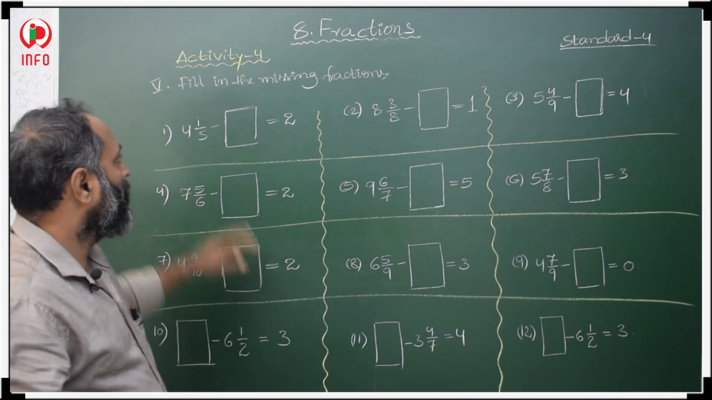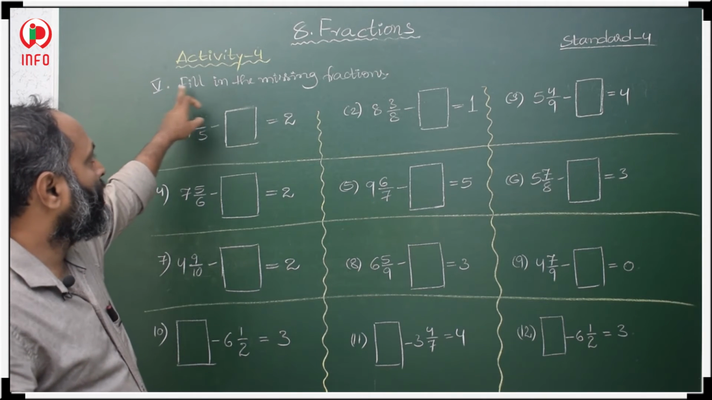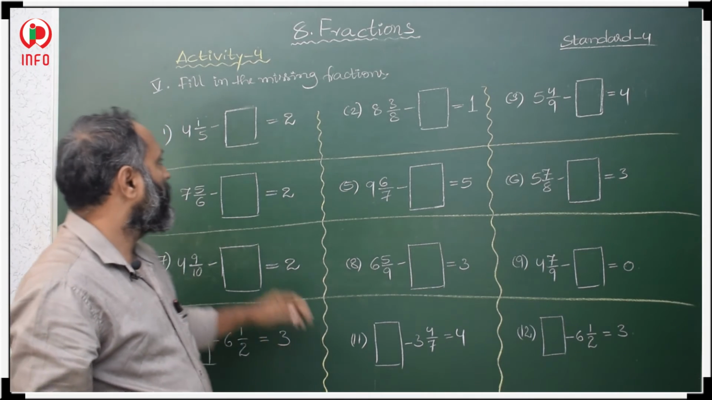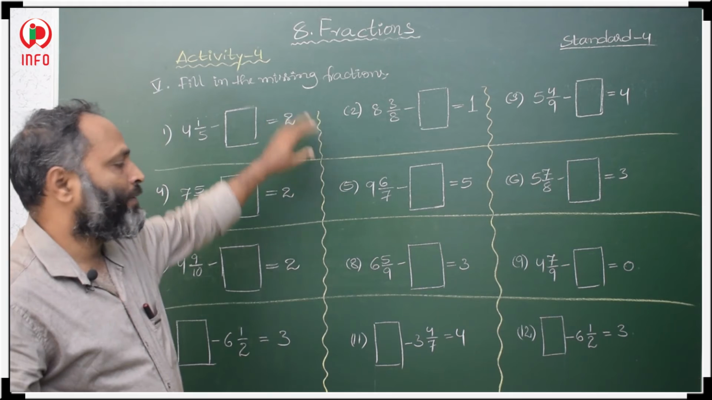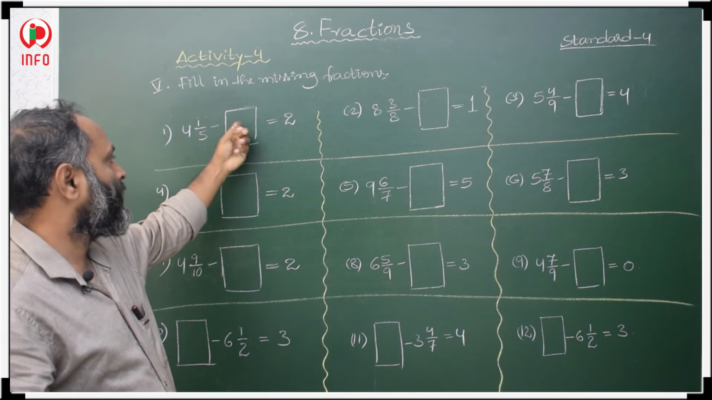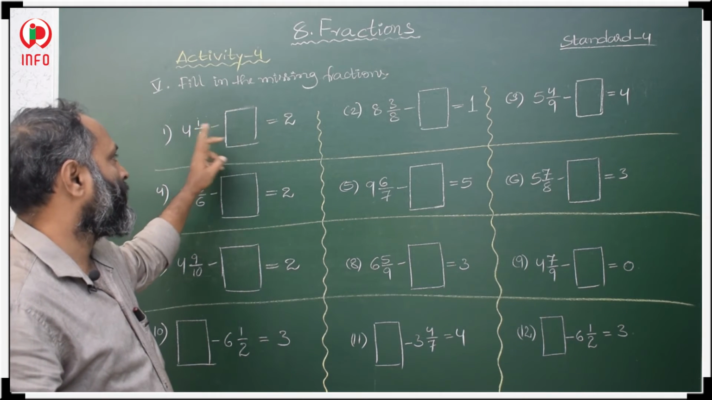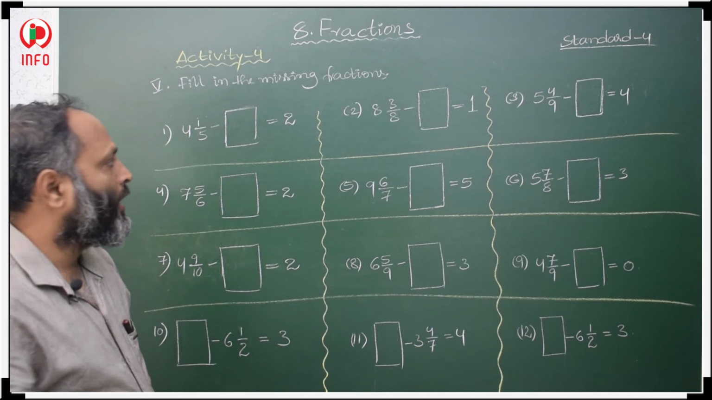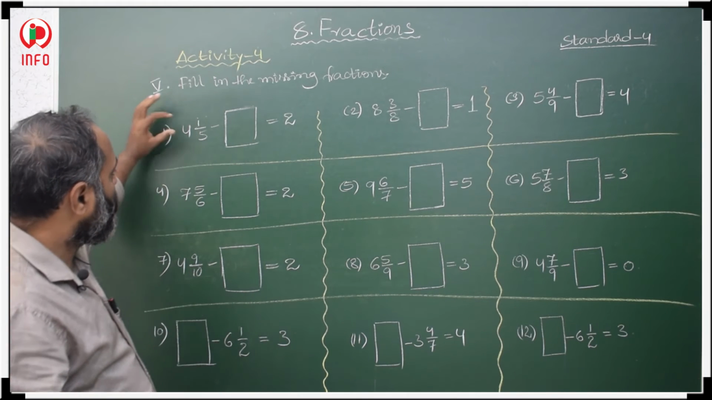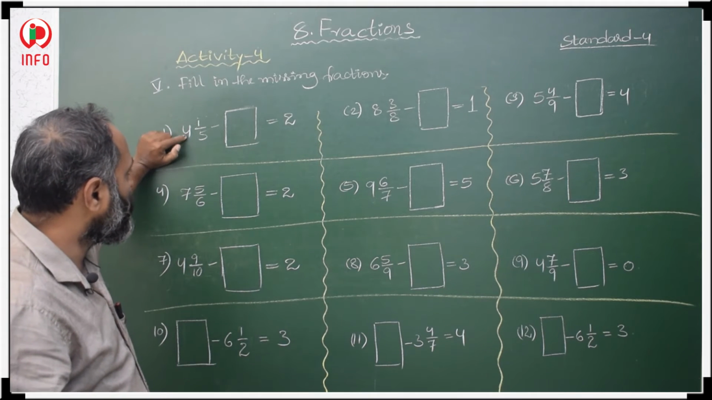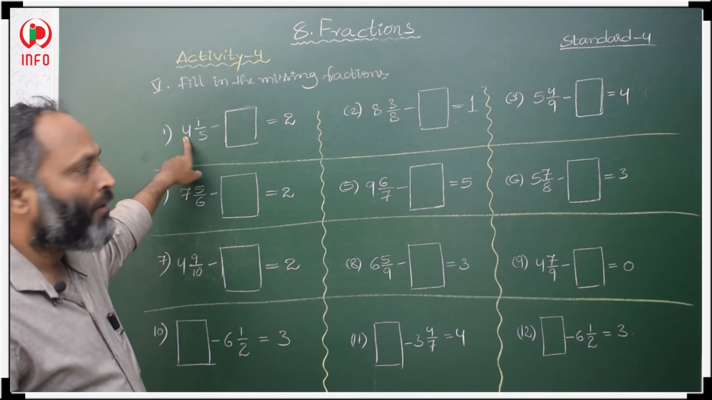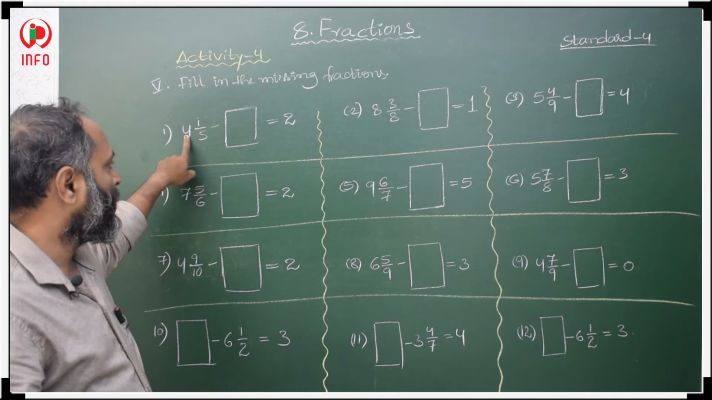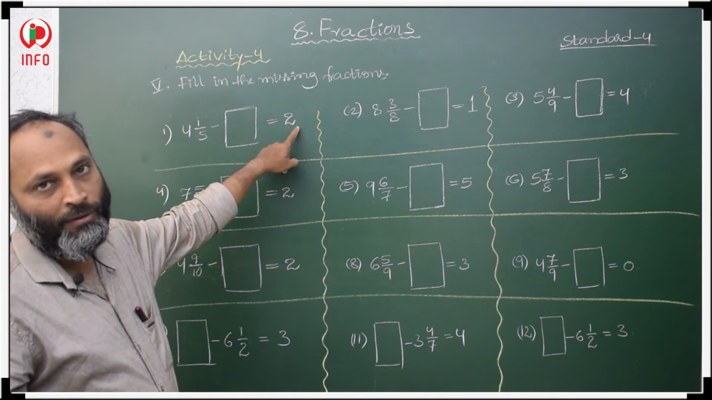Now next, fifth bit, fill in the missing fractions. Here first fraction is given and answer is given. So we have to find what fraction subtracts from 4 1 by 5 to get 2. So then how to do? See here, first we have to take the whole part. What is the whole part here? 4. First fraction whole part minus answer we have to do.